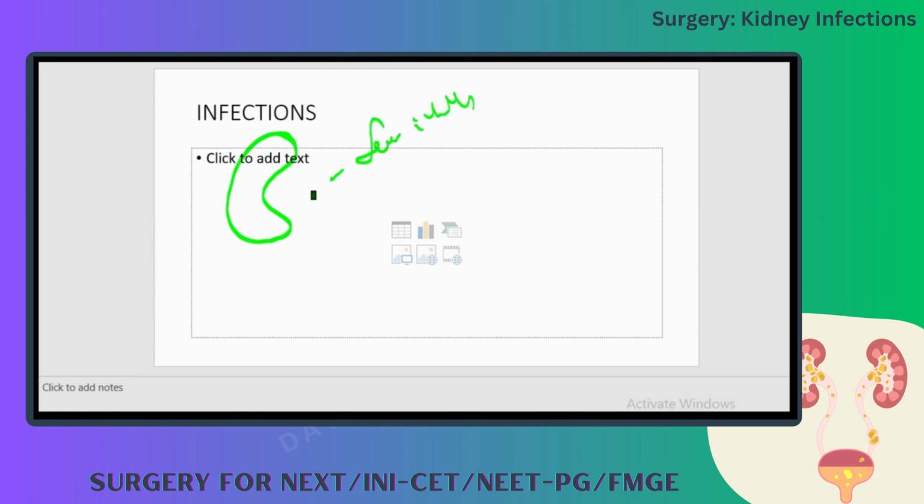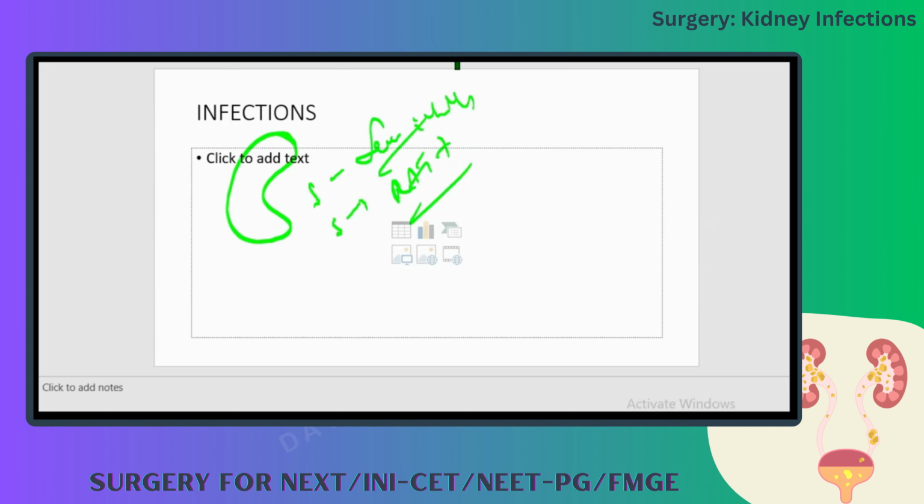And what? This is a symptom. What is the sign? Fever with chills is a symptom. Sign is? Renal angle tenderness. Very good.